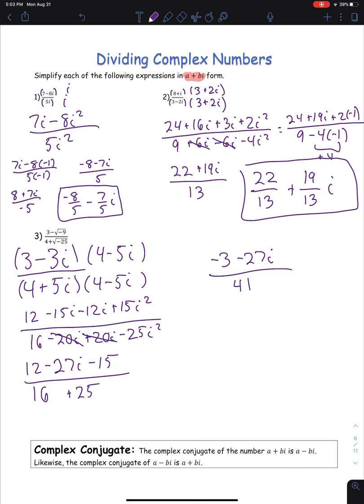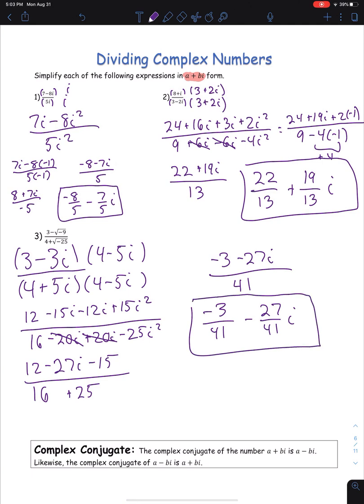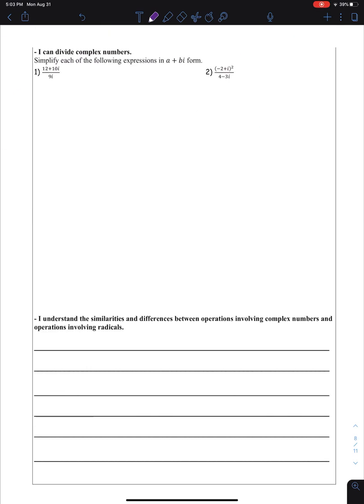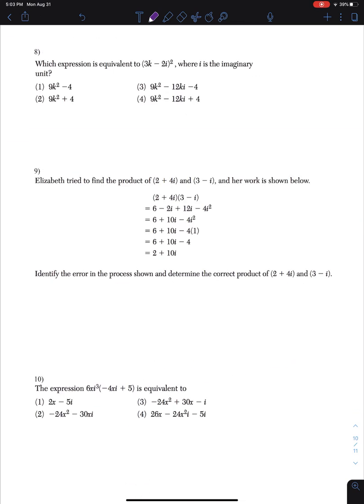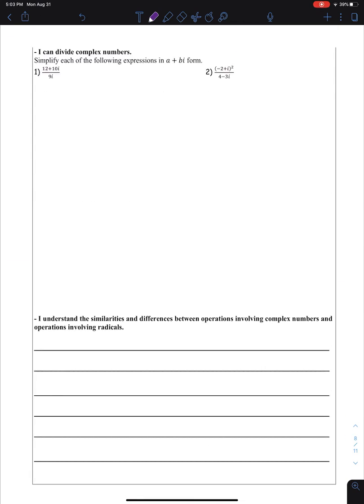So we don't have an a plus bi form. Let's just separate the real. Negative 3 over 41 minus the imaginary, which would be 27 over 41 i. And that is our answer. So that is operations with complex numbers, the success criteria, and your homework, which is the classwork. That's it.